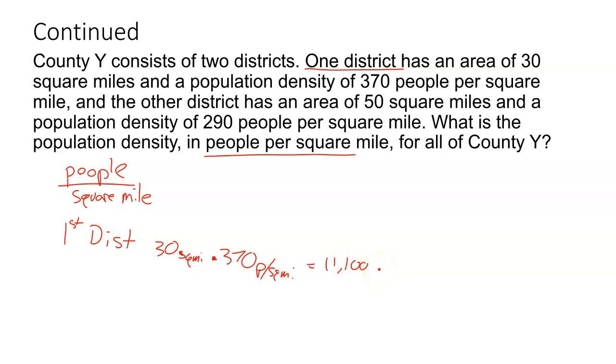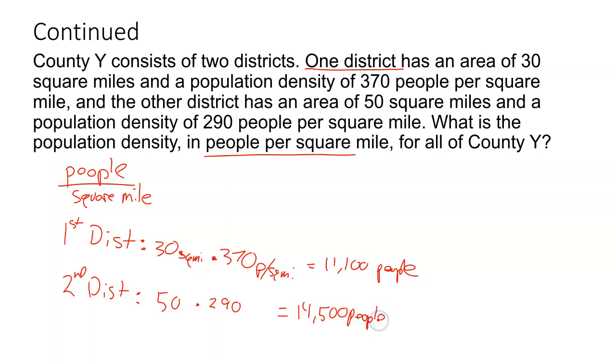Okay? So that's my first district. I have that many people. What about for the second district? Same thing, but with what numbers? 50 and 290 people per square mile, which gives me, oh boy, 14,500. Okay? So I know how many people were in each district. Well, now what am I going to do? Combine them, because I want to know the total. How many people do I have total?